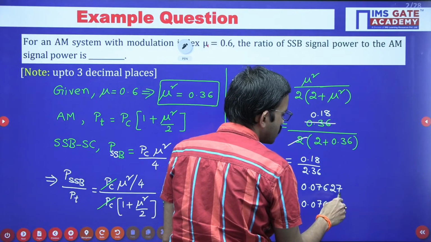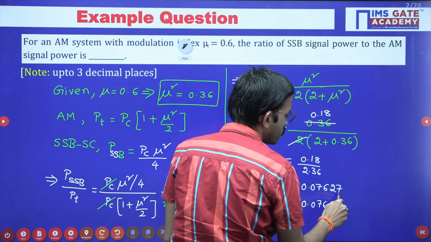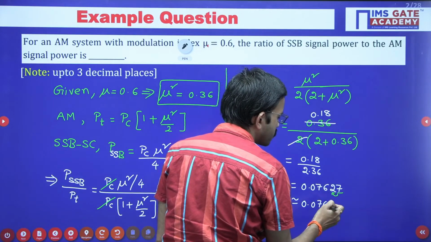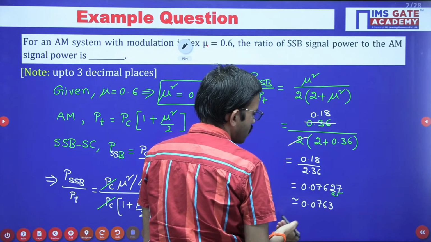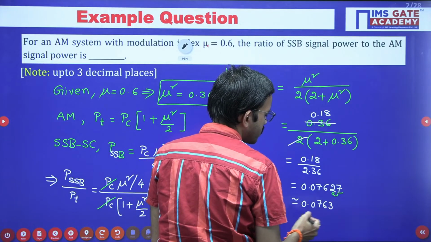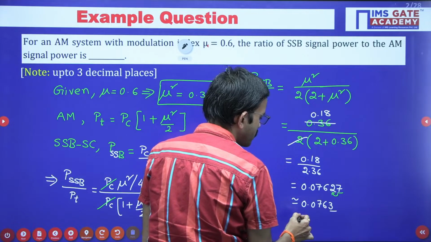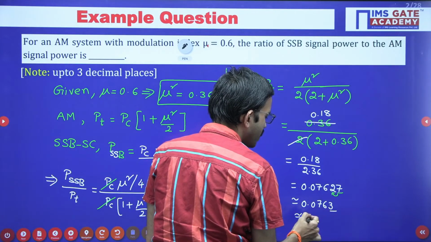Here the last digit value is 7, which is greater than or equal to 5, so you can add 1 here, right? So 2 plus 1 is 3. So that means you are getting 0.0763. So this value is less than 5, so that means whatever the earlier value you are having, you can copy as it is, 0.076.